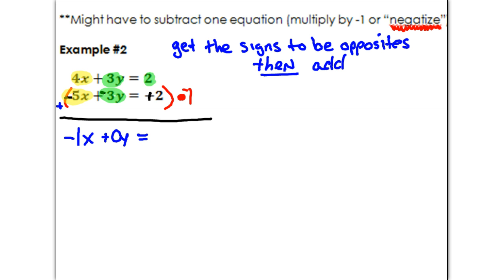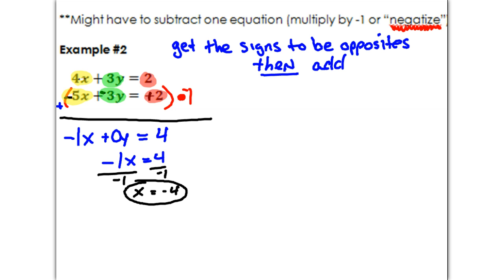And then 2 plus +2 this time is 4. So that 0y is really gone now. It's just -1x equals 4. And there we solve this for x, dividing by -1. We get x equals -4. And we got half of our solution.